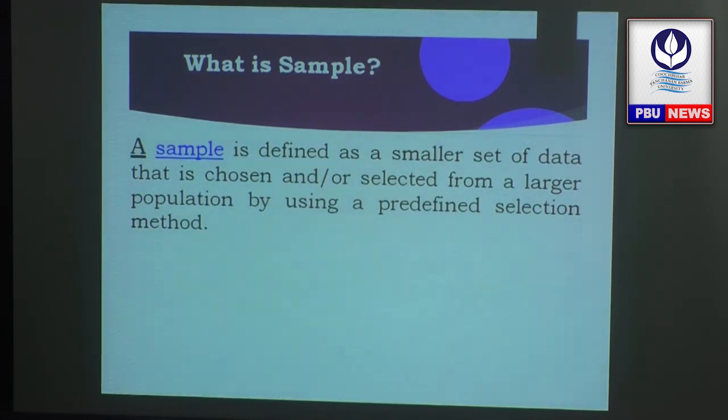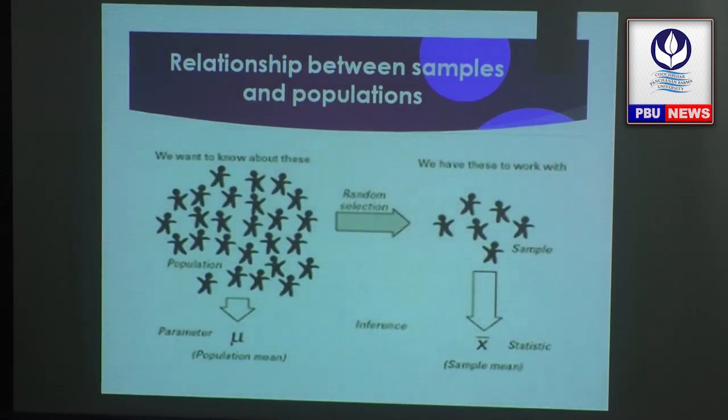What is a sample? A sample is defined as a smaller set of data that is chosen or selected from a larger population by using a selection method. What selection method? This is the sampling method. It's called a sample. This is the basic relationship between sample and population. Here in the population set, we took 6 samples. The right hand side is the population, and the left hand side is the sample. These are basic examples.